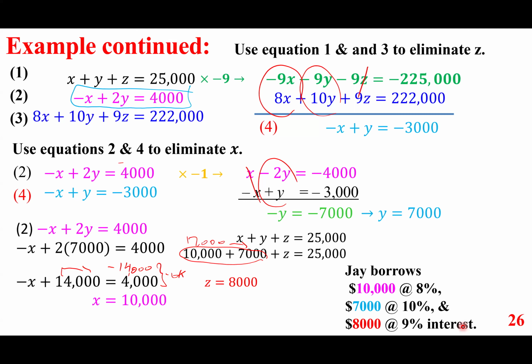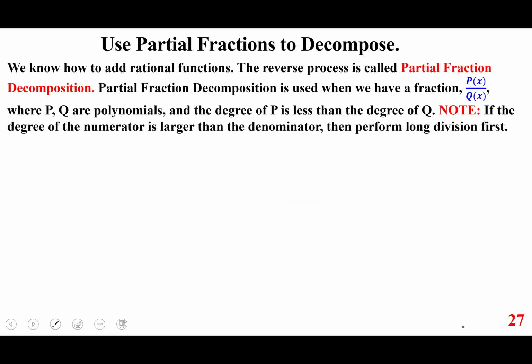Now, what's partial fraction? Use partial fraction to decompose. We know how to add rational functions. In other words, we know how to add fractions in essence. The reverse process is called partial fraction decomposition. Partial fraction decomposition is used when we have a fraction in the form of p of x over q of x, where p and q are polynomials and the degree of p is less than the degree of q. Note, if the degree of the numerator is larger than the denominator, then perform long division.